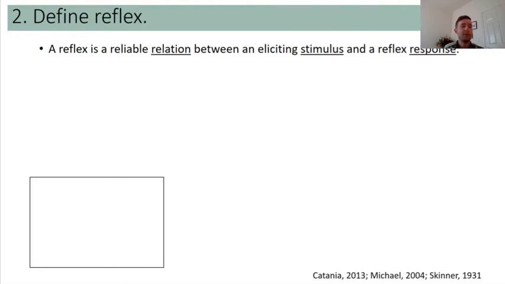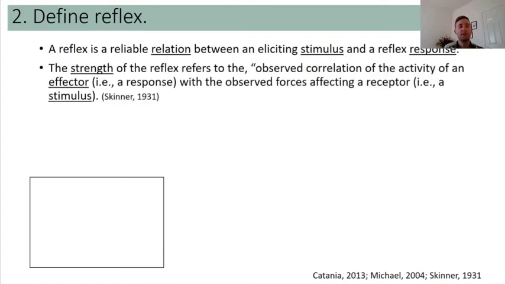Alright, now, a reflex is a reliable relation between an eliciting stimulus and a reflex response. So notice that a reflex isn't a stimulus, and a reflex isn't a response. It's the relation between the two. The strength of the reflex refers to the observed correlation of the activity of an effector, i.e. a response, with the observed forces affecting a receptor, i.e. a stimulus. That's from Skinner, 1931.